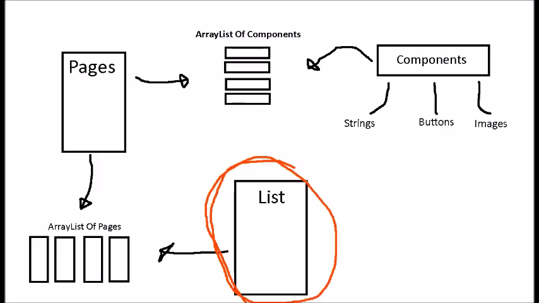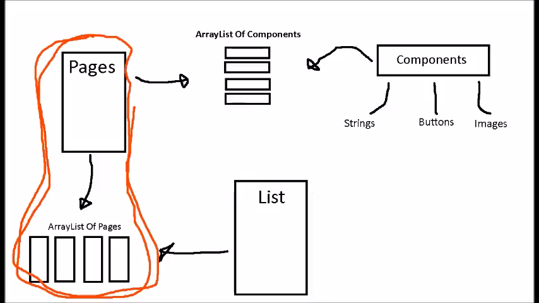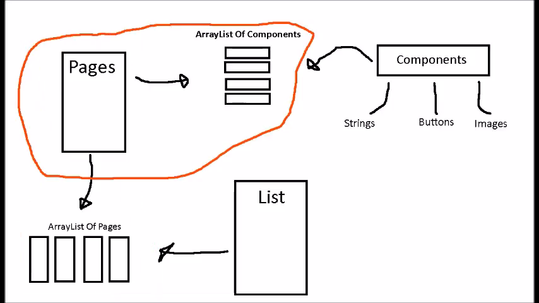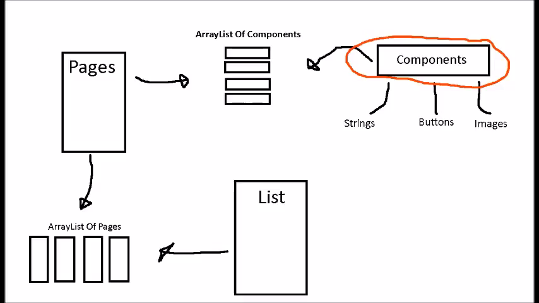So, in review, the list is the base class, and every list has an array list of pages, and these pages have an array list of components, and then there's the components. The components can be strings, buttons, or even images. They can be pretty much anything. So, that about does it.